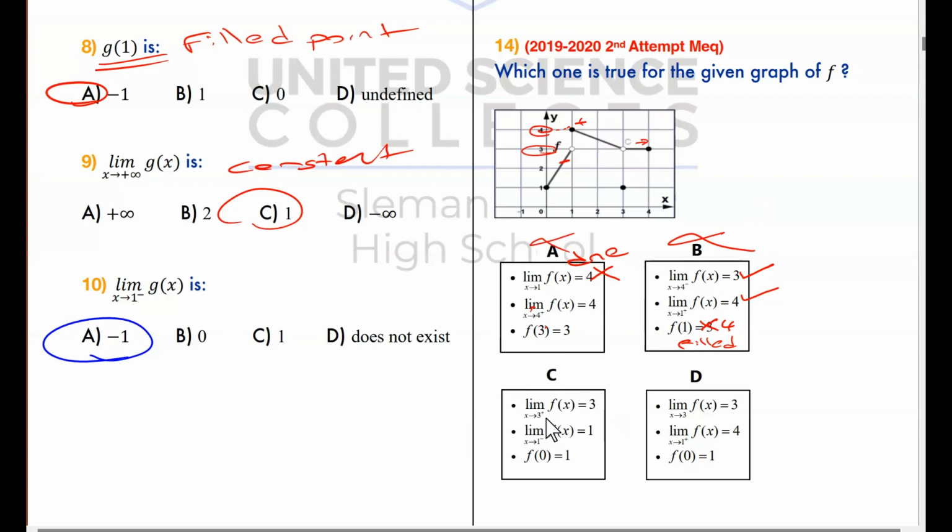Option C, 3 from the right. At 3, there is only one point. Both from the right and the left, the function approaches the same number, whose y value is 3. True. 1 from the left. This is the right part, this is the left part of 1. This left part has a y value equal to 3, not 1. So this is also false. So I don't even have to check D. It is D, since the others are wrong.